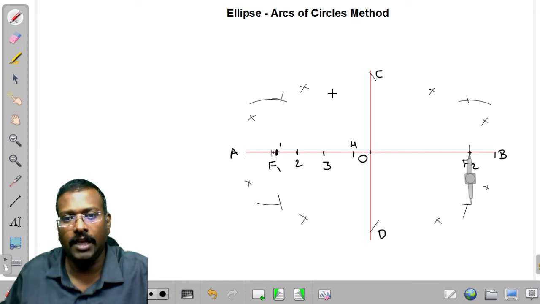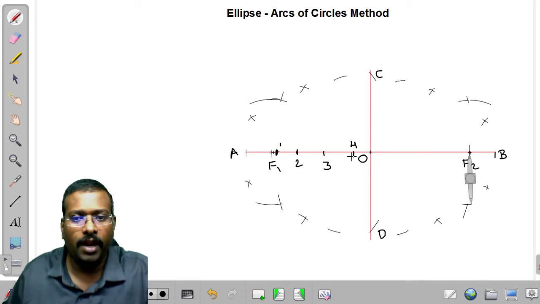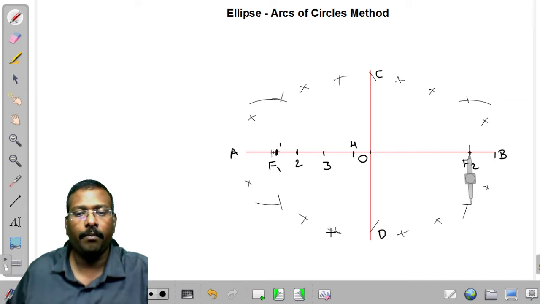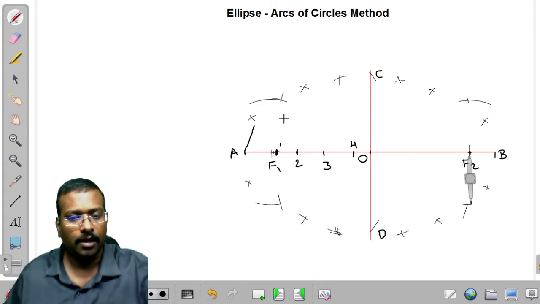A4 as radius, F1 as center, we will draw the arcs on both the sides. F2 as center, we will draw the arcs on both the sides. Now B4 as radius, F1 as center, cut the arcs. F2 as center, cut the arcs. By joining all these points as a smooth curve, we are going to get the required ellipse.